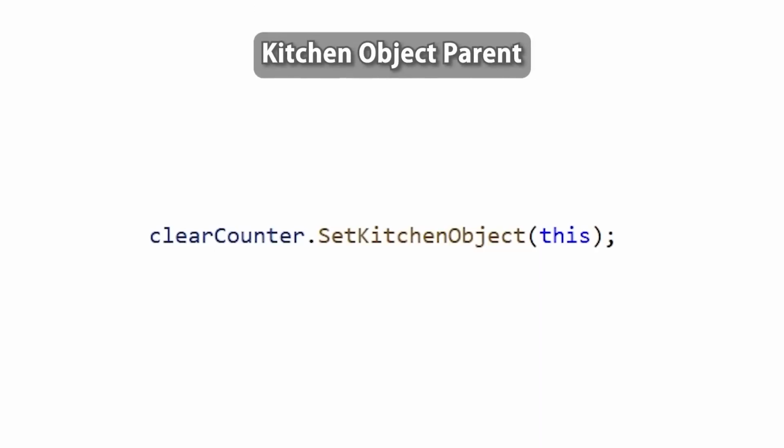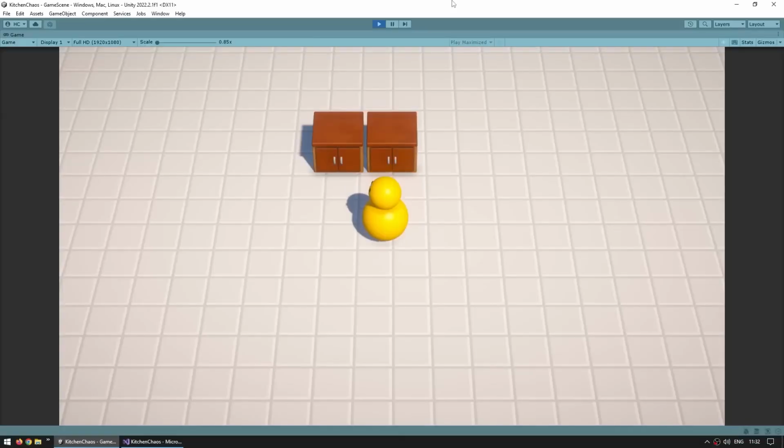In this lecture, we're going to create a kitchen object parent, meaning that the kitchen object will know where it is, and the counter will know if something is on it. This is important so that later on we can pick up a kitchen object from one place and drop it in another. Okay, so here we have our player. I can move towards this counter, interact with it, and yep, spawn a tomato.